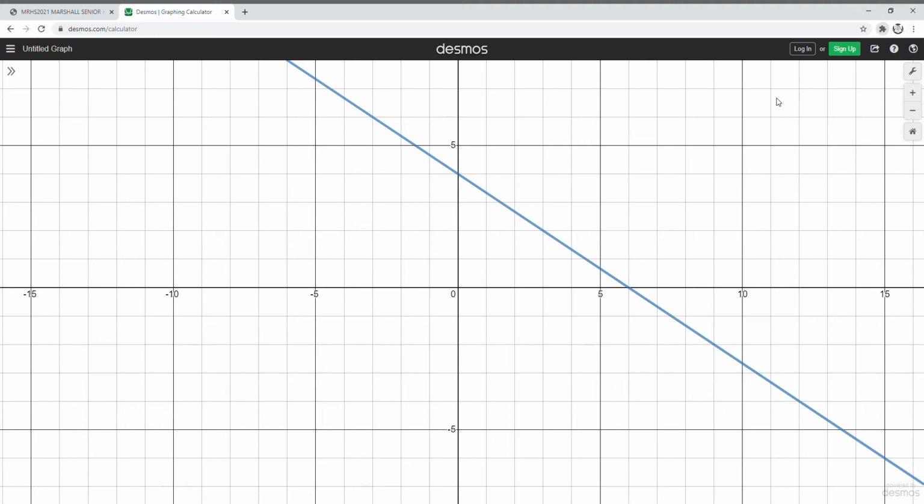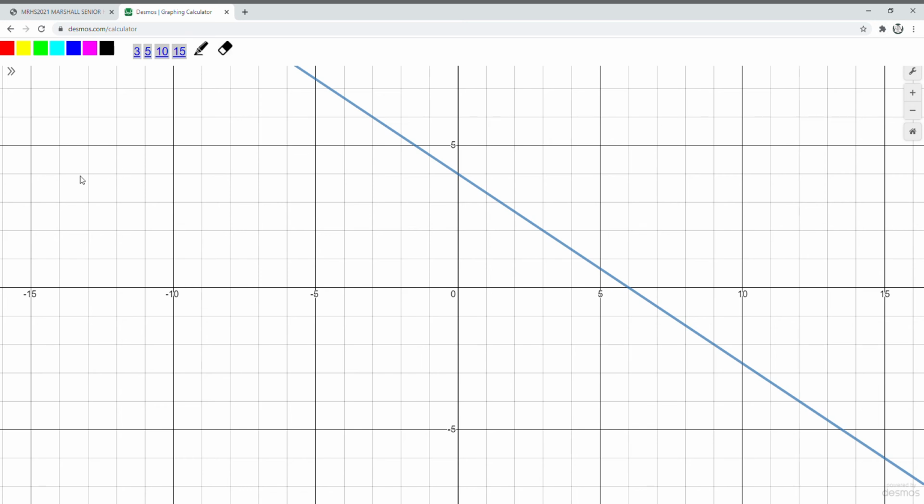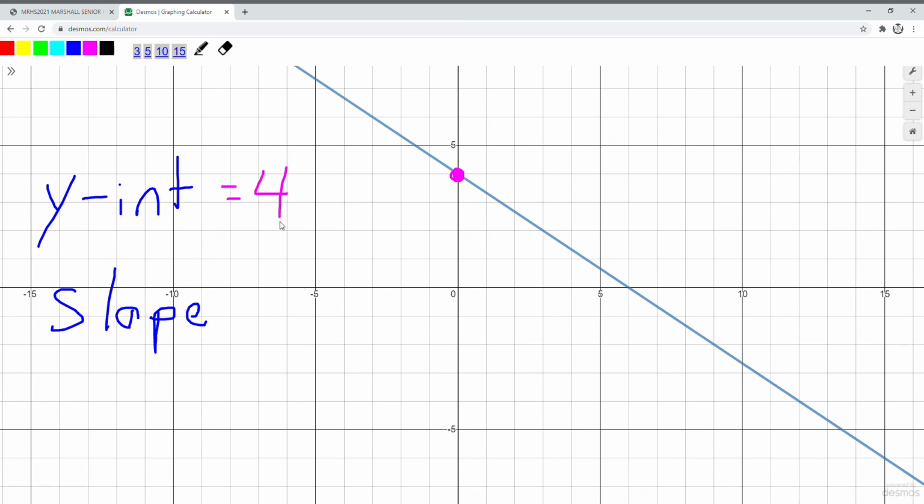We know we're looking for two things. What are those two things? The y-intercept and the slope. So I always like to take a look for that y-intercept first. Where does it cross this y-axis? Well, it crosses it right there. And what is that point on the y-axis? Well, that is 4. It's in the positives, so positive 4.